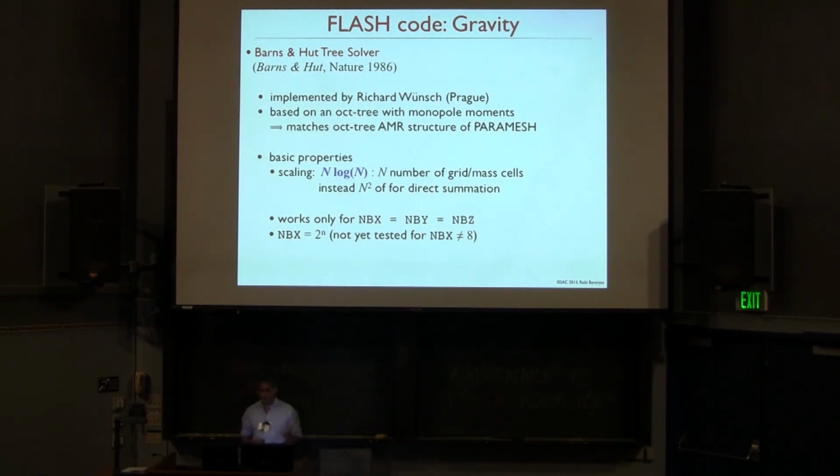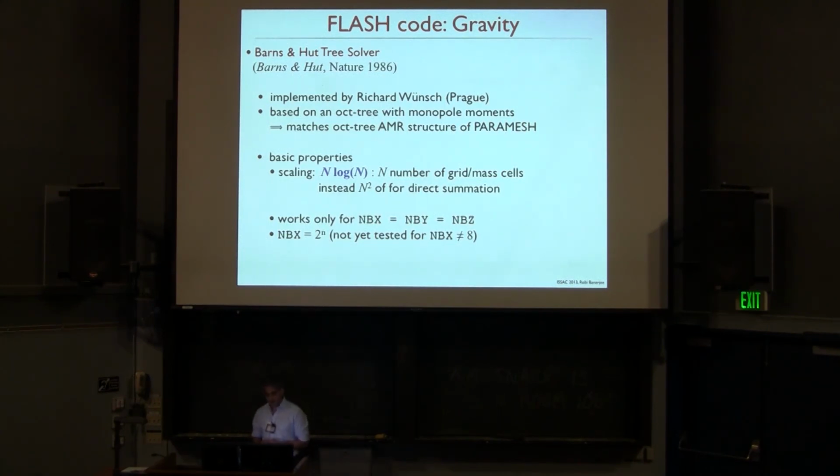and that should be compared to a direct summation, where you really have an n squared problem. If you want to calculate the acceleration or the force on a single particle, you have to calculate all the contributions from all forces, from all mass points, and hence you get an n squared problem, whereas with this algorithm it should scale as n log n.